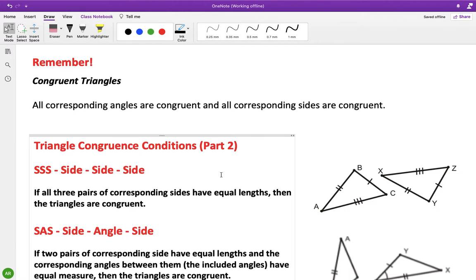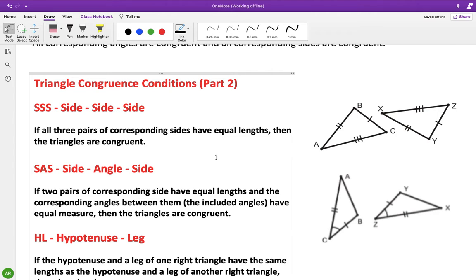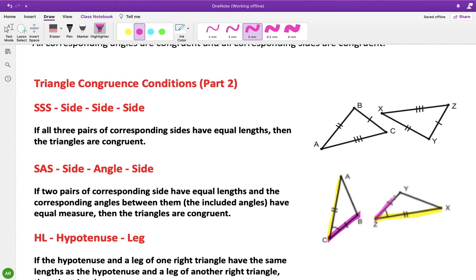Okay, the next thing we need to talk about is side angle side, or SAS. If two pairs of corresponding sides have equal lengths and the corresponding angles between them, the included angles, have equal measure, then the triangles are congruent. So, this one's a little harder, so I'll go ahead and highlight our corresponding sides here. If this side is the same, and this side is the same, right, and then these sides right here are the same, and then the angle between them is the same, then they are congruent.